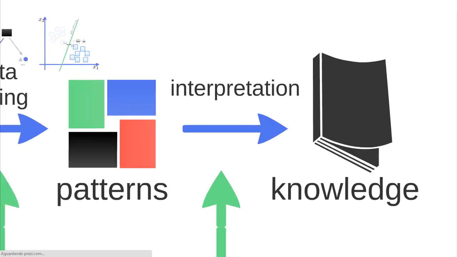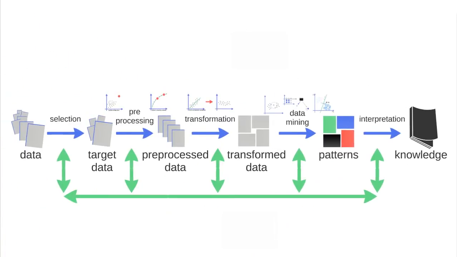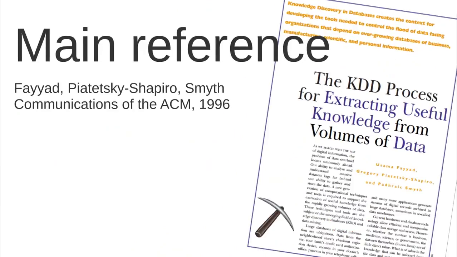It's important to say that we have all these green arrows, which means that we can return to any of the previous steps that we applied here in order to improve our notion of patterns and also our notion of knowledge. That's why we have such an interconnected procedure here. It's important to say that this explanation about knowledge discovery in databases is based on this main reference from Fayyad, Piatetsky-Shapiro and Smyth in 1996.